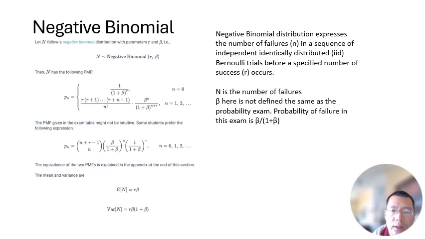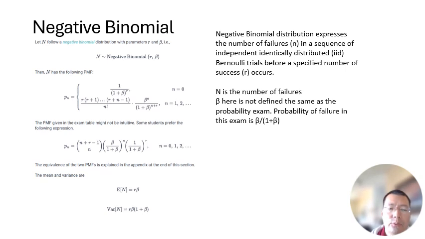Beta here is not defined the same as in the probability exam. In the probability exam, beta is defined as the probability of success, but here we define the probability of failure to be beta over 1 plus beta. So if I say let's play ping pong, and I want to stop once I win 3 games, then r is 3, r equals 3.